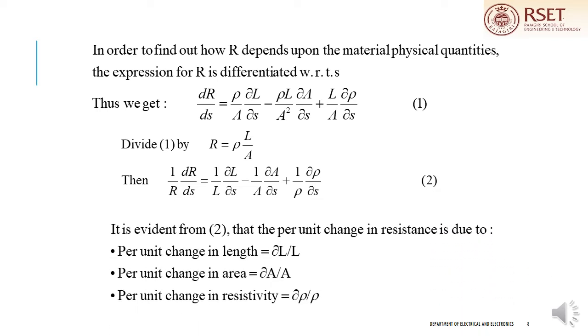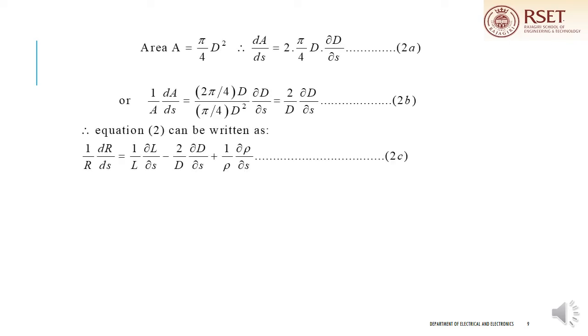Now it is evident from equation 2 that the per unit change in resistance, that means dR by R, is due to three conditions. First one is per unit change in length, per unit change in area, and per unit change in resistivity. Area of cross section is given by pi by 4 d square. Now taking rate of change of area of cross section with respect to the tensile stress, we will get equation 2a. Dividing equation 2a by the area of cross section, we will get equation 2b.